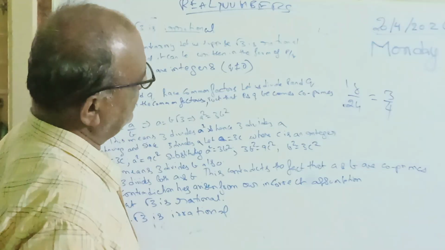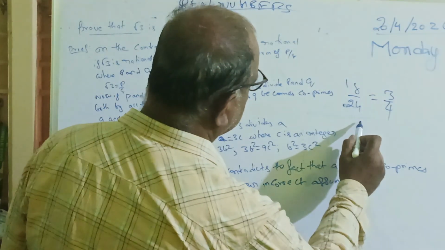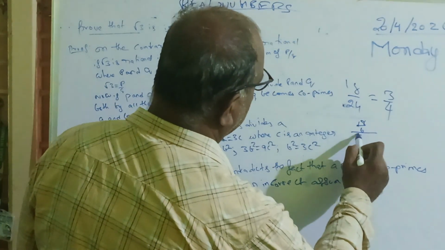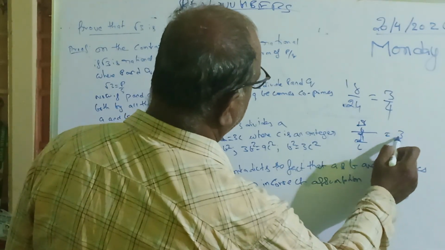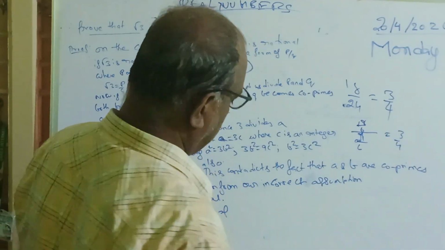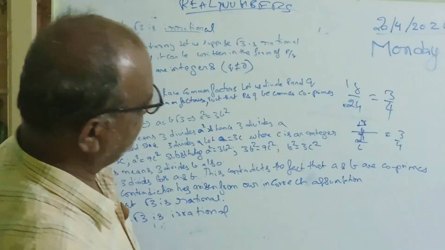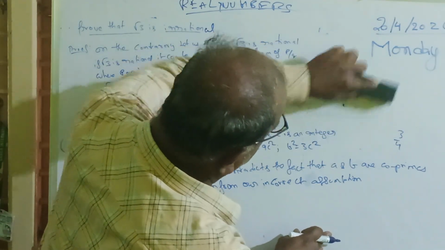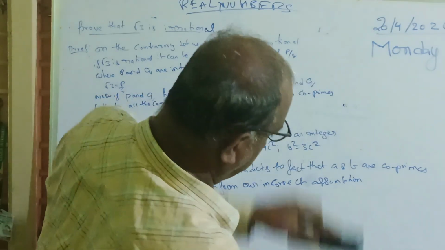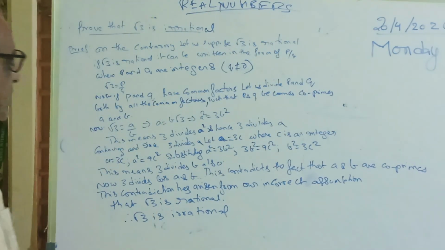What does this mean? 18 divided by 6, and 24 divided by 6, is equal to 3 by 4. This is how we reduce to co-primes. The p by q form is reduced to a by b form, where a and b are co-primes. Root 3 is equal to a by b.